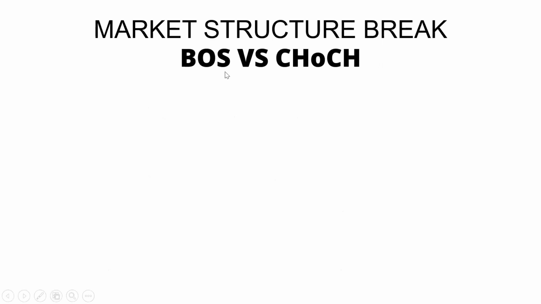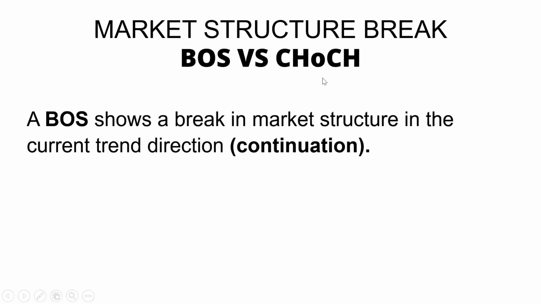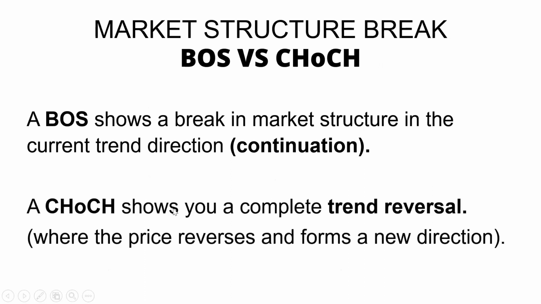So market structure break, break of structure versus change of character. A break of structure shows a break in market structure in the current trend direction, so continuation. And a change of character shows you a complete trend reversal where the price reverses and forms a new direction.